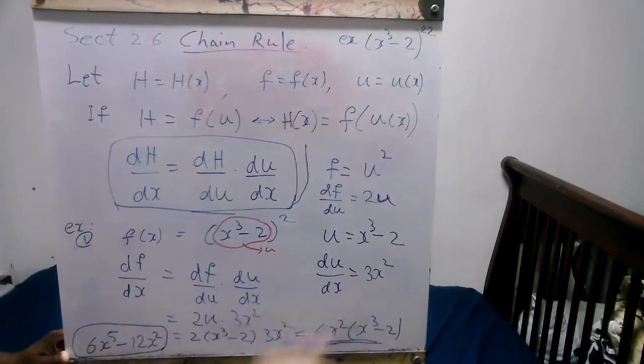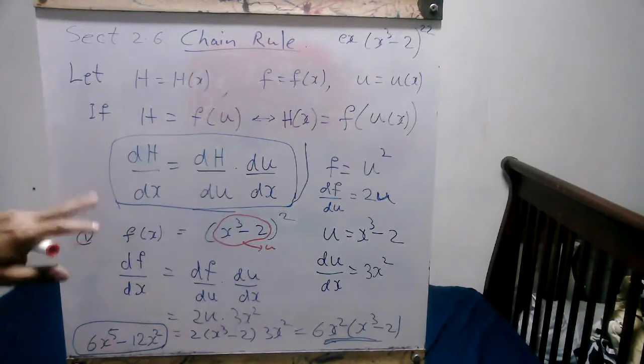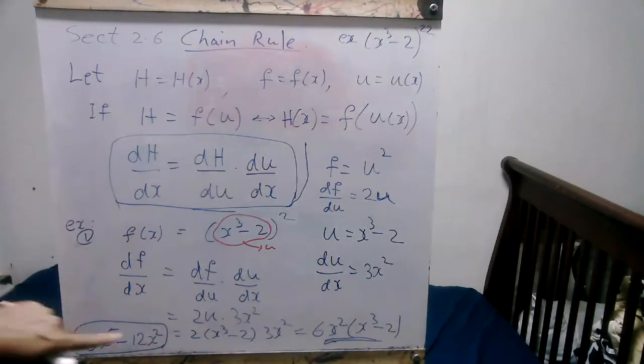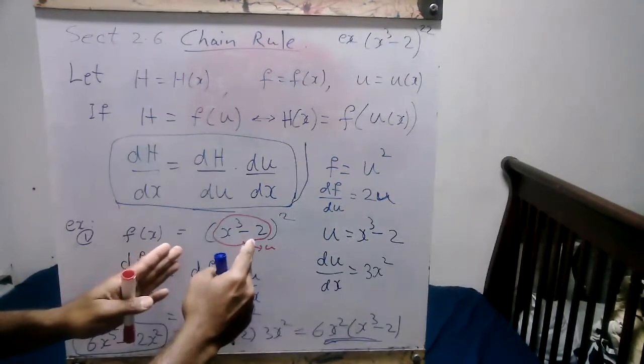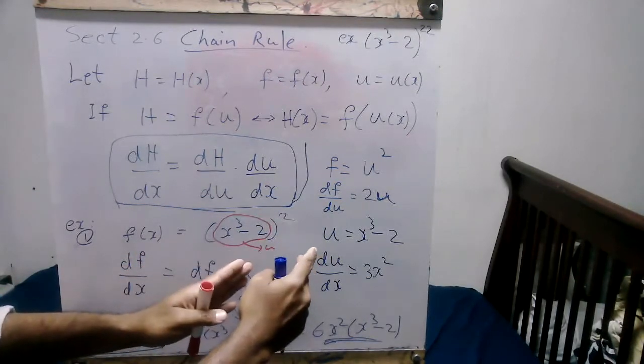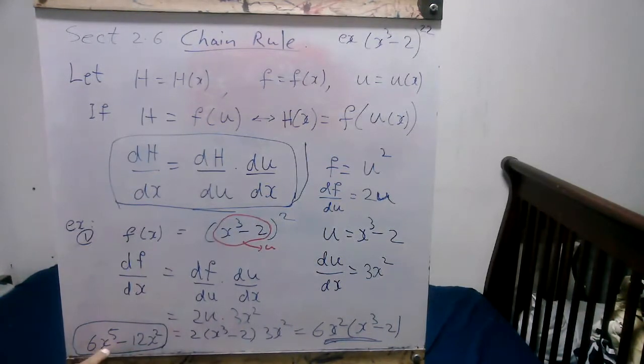I distributed this and showed it because in the first example I showed you, when we differentiated this function, we wrote this as this times the same thing and distributed and then differentiated, we get this answer. To show you that we get the same answer through the chain rule, I distributed. Otherwise you may leave the final answer like this.